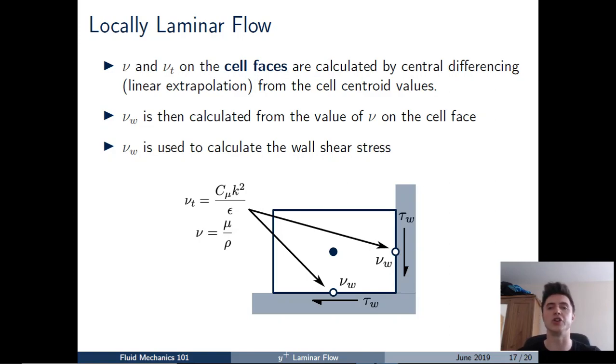So the values of nu and nu t on the cell faces are calculated by extrapolating from the cell centroid values, and then using the value of nu, the kinematic viscosity, the material property of the fluid on the cell face, we calculate the near wall kinematic viscosity nu w, which is then used to calculate the wall shear stress. So what this means is that the turbulent kinematic viscosity nu t, while it's calculated at the cell centroid and the cell faces, doesn't enter into the calculation of the wall shear stress at all. And it's very important to remember that.